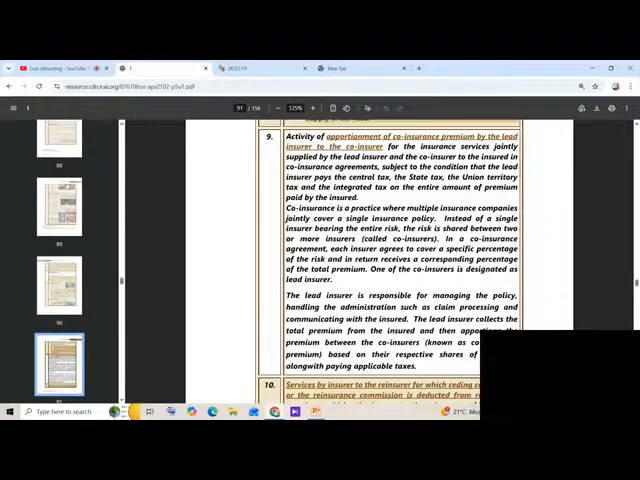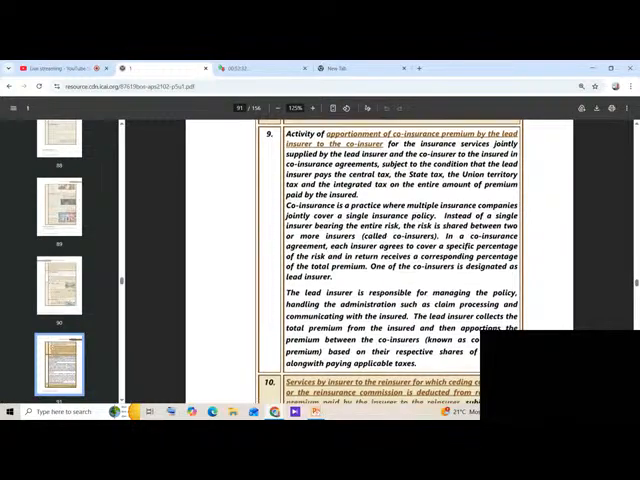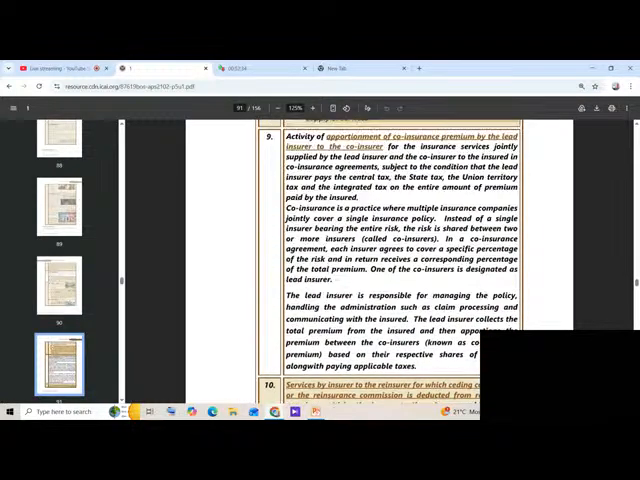The lead insurer is responsible for managing the policy, handling the administration, such as claim processing, and communicating with the insured. The lead insurer collects the total premium from the insured and then apportions the premium between the co-insurers, known as co-insurance premium, based on their respective shares of the risk, along with paying applicable taxes.